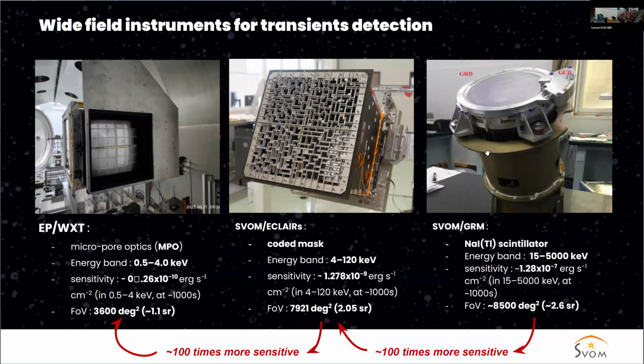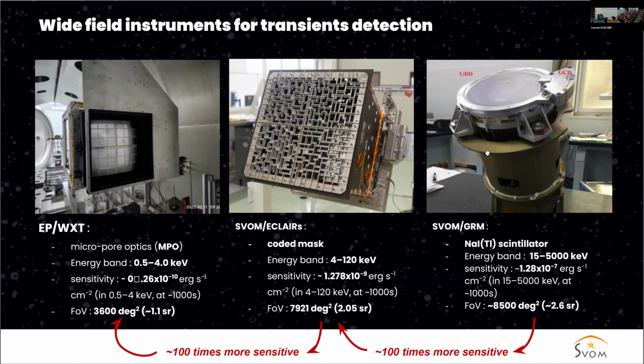So first, I want to give a little bit of context for those who don't know. When I'm speaking about transients that are jointly detected by both missions, I mean the transients that have been detected by EP-WXT and either by SVOM ECLAIRs or GRM or by both. Here you have a slide where I summarize the qualities of each instrument.